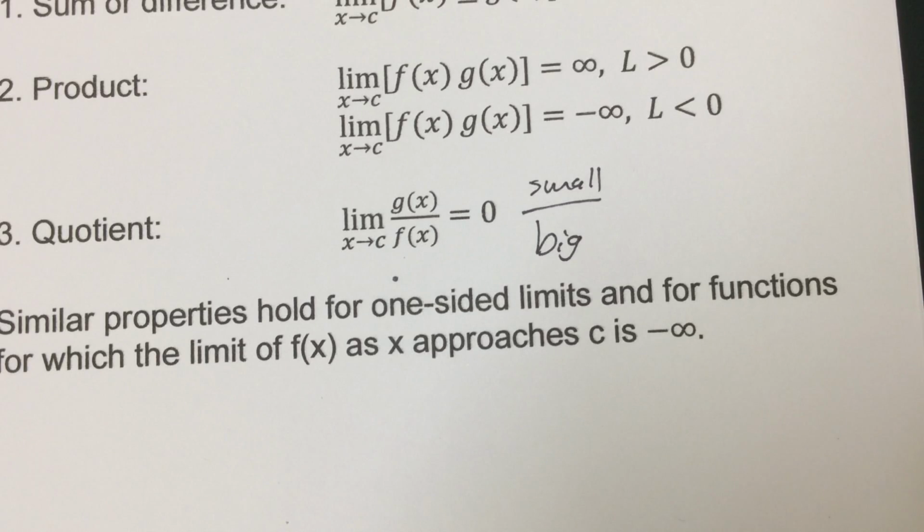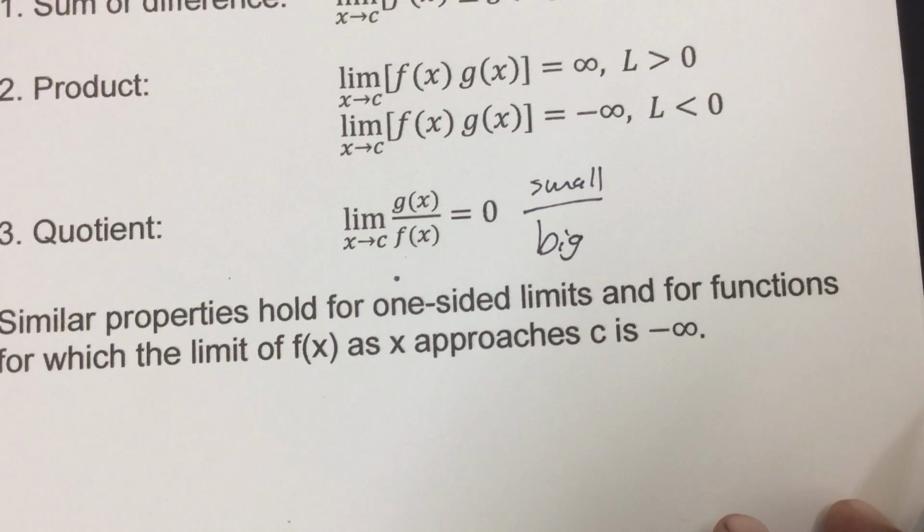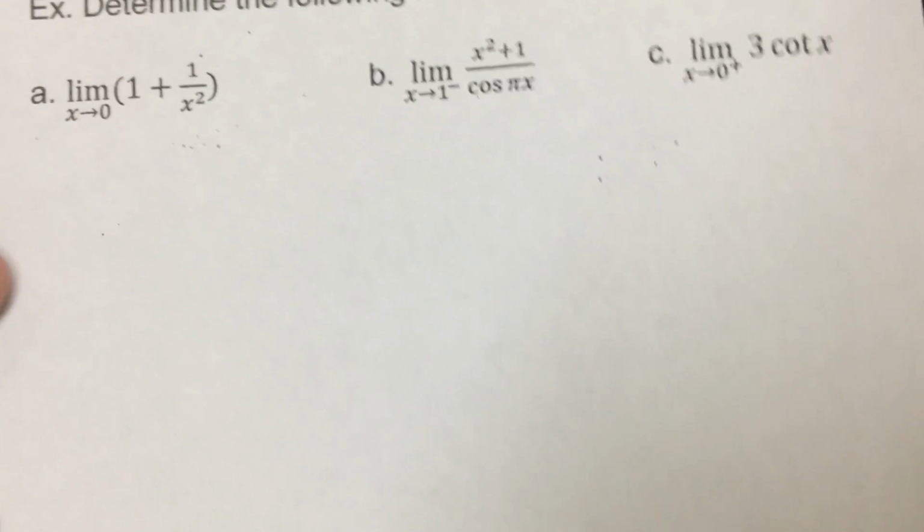If you end up with a small number on top and a big number on the bottom, it's going to go to 0. If we end up with a big number on top and small on the bottom, then we're going to infinity. So big over small, infinity; small over big, 0. Same thing goes for one-sided limits if we're going to infinity. So determine the following limits.